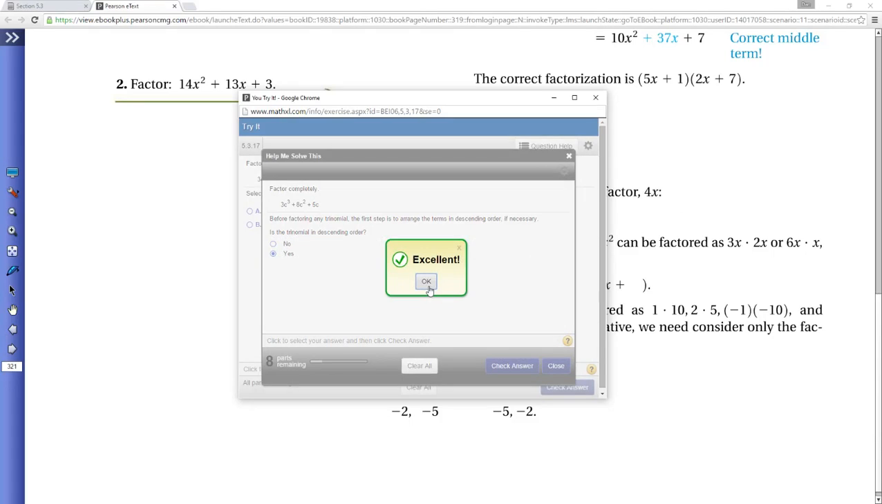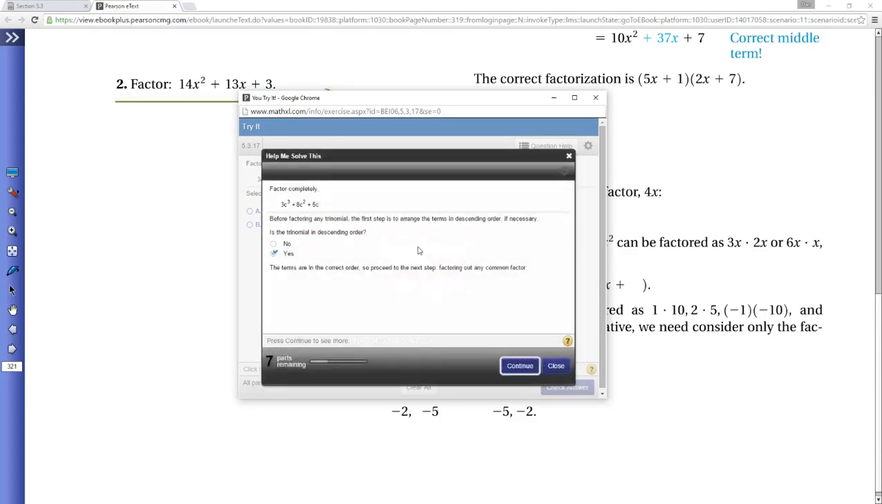One of the reasons I do like this too is it does force some language on you. Like what is descending order? We haven't talked about that in a while, or you may have not paid attention to that to get your assignments done. Then it says the terms are in the correct order, so proceed to the next step. So I hit continue. And then it says factor out the largest common factor for this, and it gives us a pretty good clue. This is the result, right?